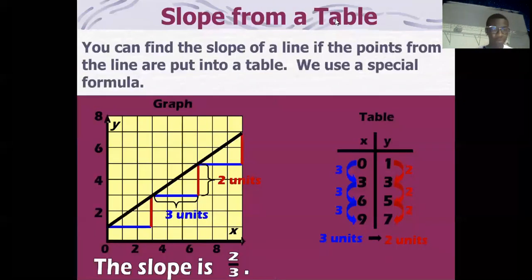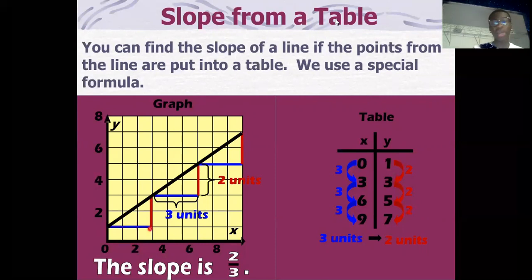Now, slope from a table. You can find the slope of a line if the points from the line are put into a table. We use a special formula. Let's check here. This is a positive slope. It's not hard to tell because it's going up, so we're going to have a positive answer. So this is the first point. This is the second point.